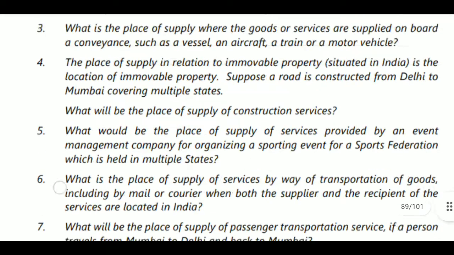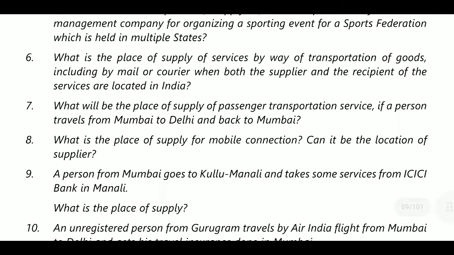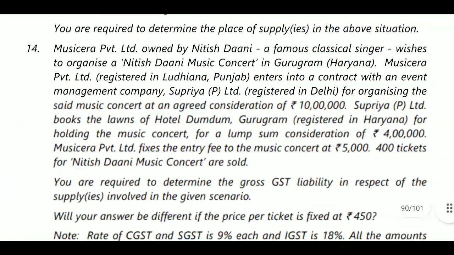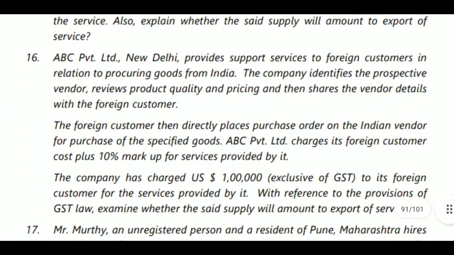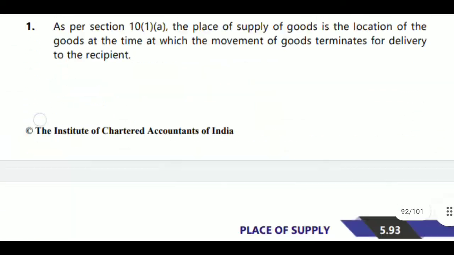Next, question number 6, what is there in question number 6? What is the place of supply of service by way of transportation of goods including mail or courier when both supplier and recipient of services are located in India? So it is a service and both persons are located in India. Section 12 will be applicable. So where the goods are handed over for transportation, it will be taken as the place of supply.